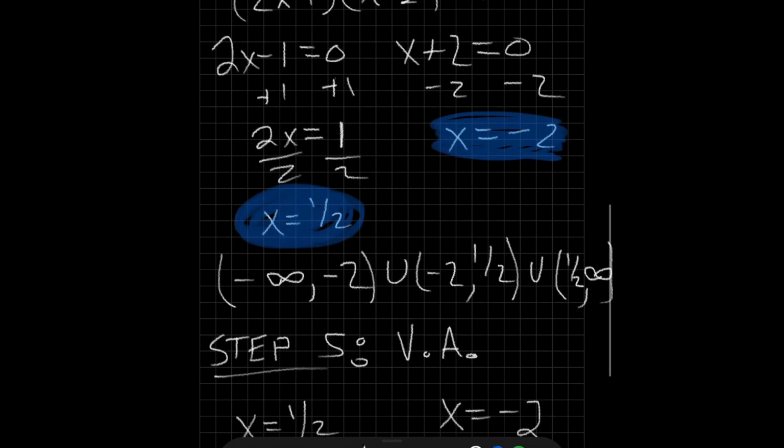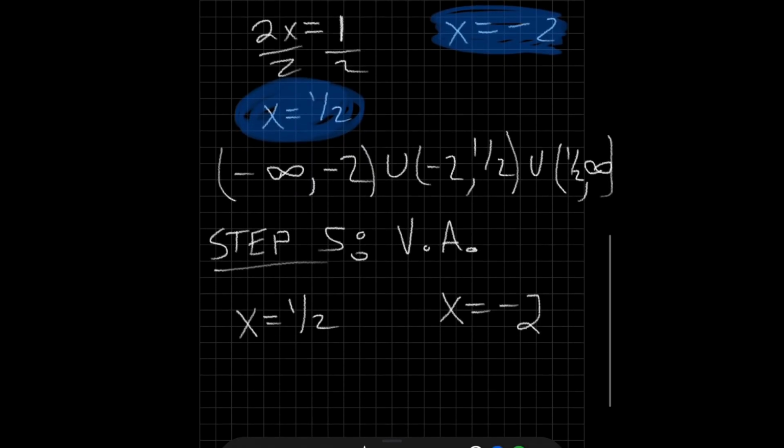And remember here, because I have them at 1/2 and -2, I'm going to have the situation where my graph looks like this around the asymptote. One side is going up towards infinity, one side is going down towards negative infinity. So those are my vertical asymptotes.